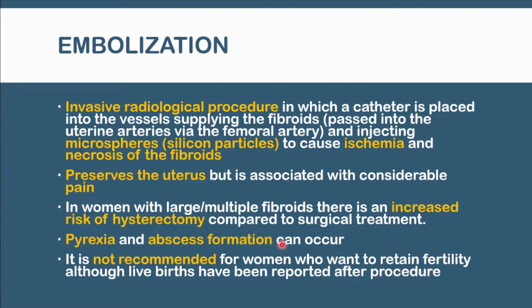Now, there's another procedure that could be done, which is referred to as embolization. This is a radiological procedure where you're going to be inserting a catheter in the vessels that are going to be supplying the fibroids. So these can be passed in the uterine arteries via the femoral artery. And then what you're going to be injecting in those are silicone particles, which we refer to as microspheres.